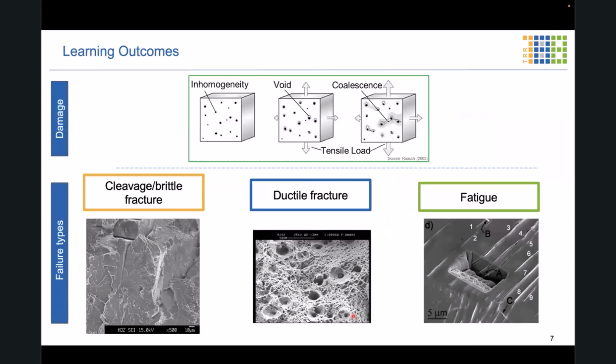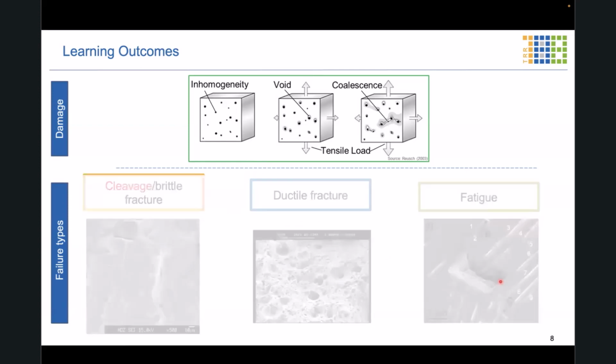The learning outcomes for today are, on the one hand, to shed light on the evolution of ductile damage during forming operations, but then afterwards to discuss which failure mechanisms might interact with the forming induced damage when it comes to the service phase of the entire component. And those mechanisms can be cleavage fracture, ductile fracture as well, or even fatigue.